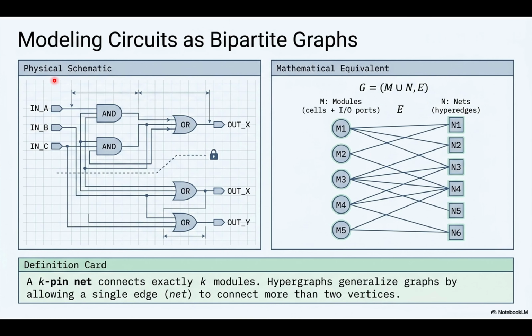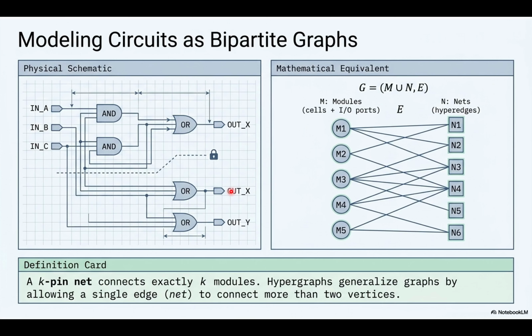So instead, engineers map the circuit as a hypergraph. A hypergraph? Yeah, in a hypergraph, your standard edge is replaced by a hyperedge, or what the industry just calls a net. A net. Got it. Right. And a single net can encapsulate any number of modules. So a 2-pin net acts like a standard edge, connecting two things. But a 20-pin net encompasses 20 different modules that are all operating on the exact same signal simultaneously.